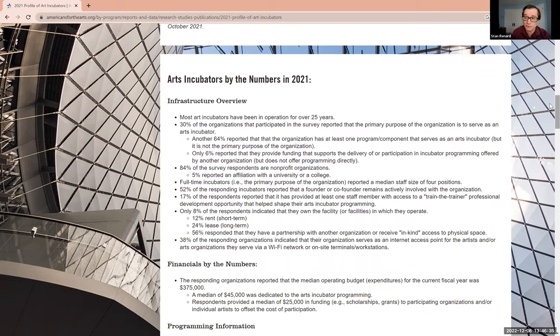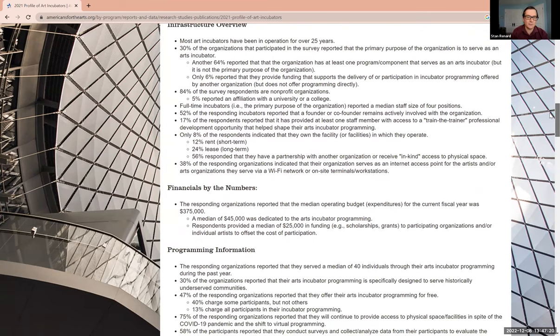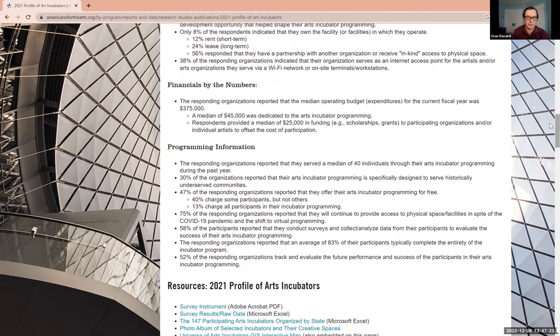There are a lot more statistics about the incubators themselves, and we broke it down into different sections. One is about infrastructure, so anything from incorporation to the type of services offered. We wanted to see if incubators owned their space or rented their spaces. We saw that only 8% of incubators actually own the space that they operate in, whereas 56% had a partner organization or used in-kind space in order to operate. We also had a section on financials, which I already introduced you to. We have a whole section on programming and so forth.